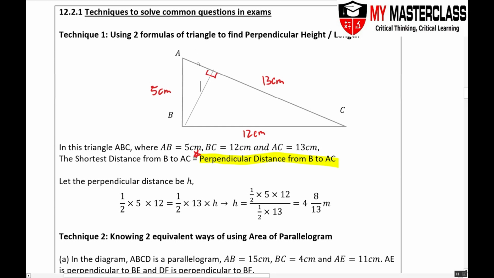Then this triangle ABC itself. The notes did not annotate, so can you add in for me? This is also 90 degrees.